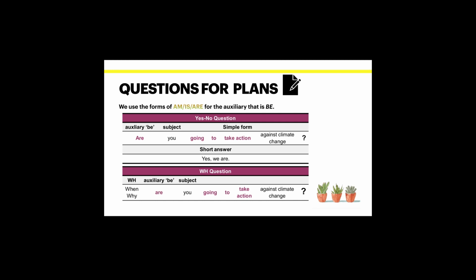In questions for plans, we use the forms of am, is, and are for the auxiliary that is be. For yes/no questions, pay attention to the form. We start with are, then it follows the subject, and then going to, plus the verb in simple form or in infinitive, and the complement. Don't forget the question mark. And the answer could be with yes or no. Look at the example. Are you going to take action against climate change? Yes, we are. Or the other possible way, no, we aren't.